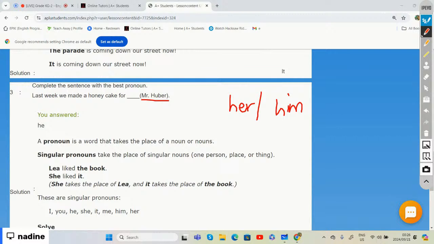And if we were to replace Mr. Haber with our correct pronoun, we can say him. So last week we made a honey cake for him. And him refers to Mr. Haber.